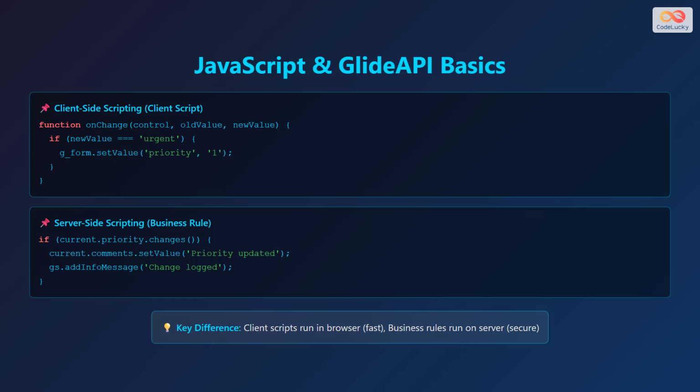ServiceNow uses JavaScript for custom scripting. Client scripts run in the user's browser, making interactions fast and responsive. A client script might automatically change a field value when a user selects an option. Server-side scripting runs on ServiceNow servers and is more secure. Business rules are server scripts that execute when records are created or updated. A business rule might log a comment or prevent invalid data from saving. Client scripts are fast but run in the browser where users can see them. Business rules are secure and run on the server where they're protected. As a developer, you'll use both types to build powerful automations.